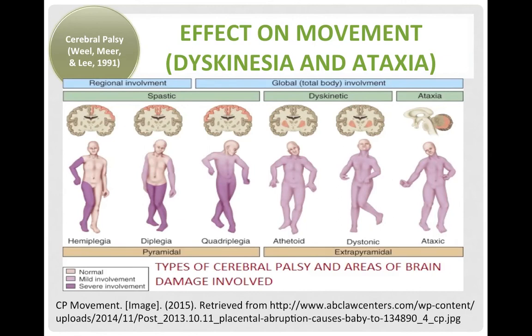Ataxia is caused by damage to the cerebellum. This particular type of CP involves unsteady, shaky, tremor-like movements, difficulties maintaining balance, and trouble in doing many of the day-to-day activities.